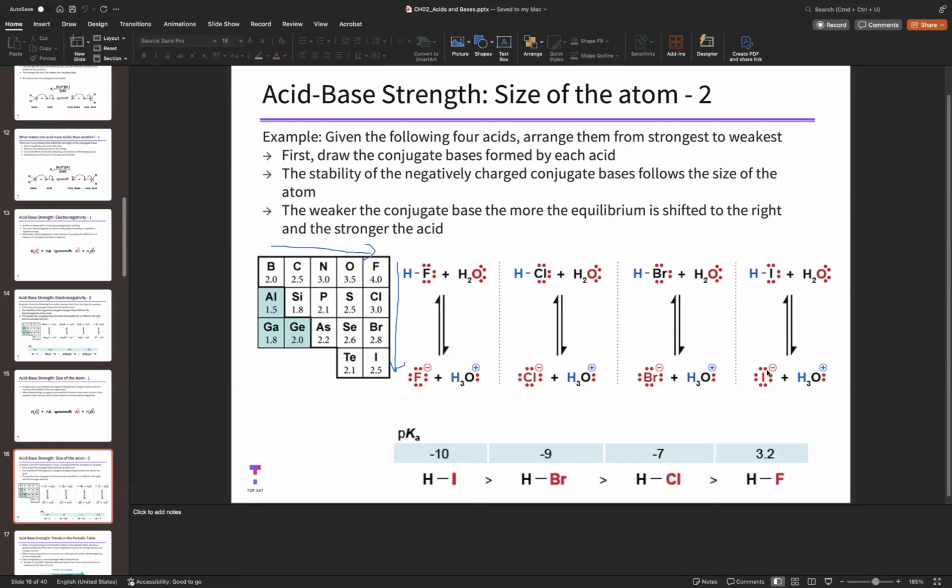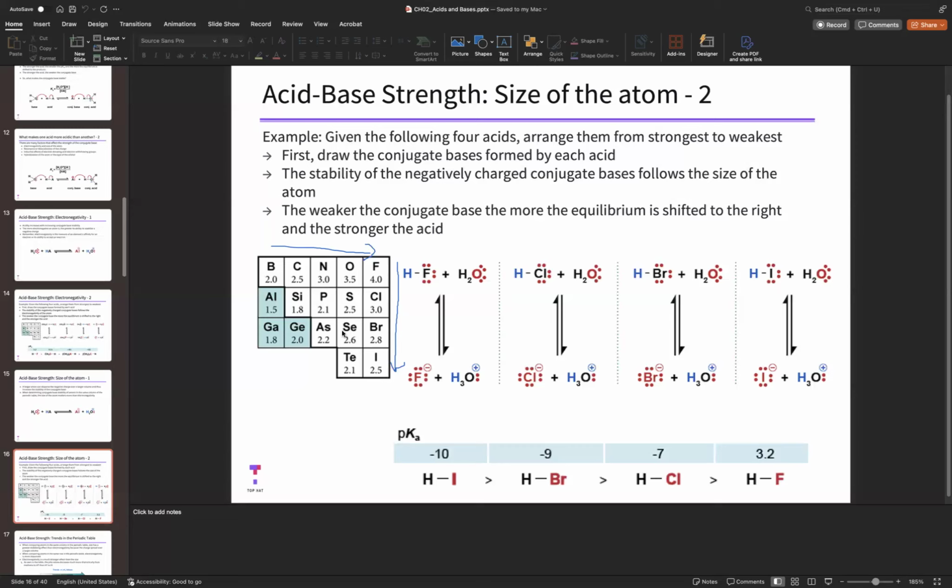And the greater the size, the better the ability to neutralize the negative charge. The negative charge will be spread on a much larger volume. So it is not so strongly dense in one small area such that it would try to react and neutralize itself. The iodide is better able to handle that negative charge because it is more diffuse. It's spread out in a larger volume compared to fluoride. That is the logic why hydroiodic acid is the strongest acid. Iodide is the most stable ion of all of this, followed by bromide ion, followed by chloride, followed by fluoride.